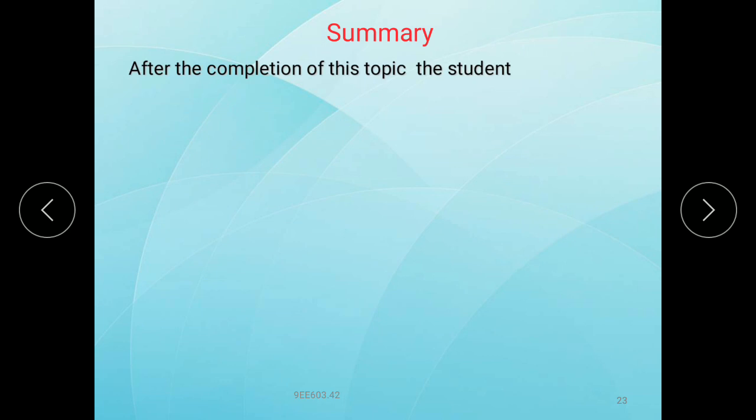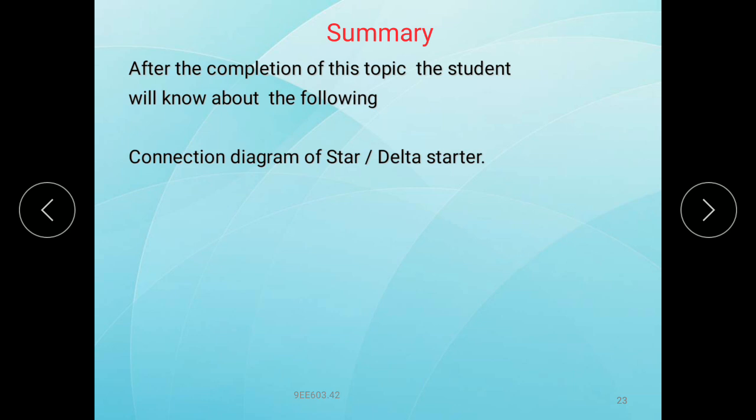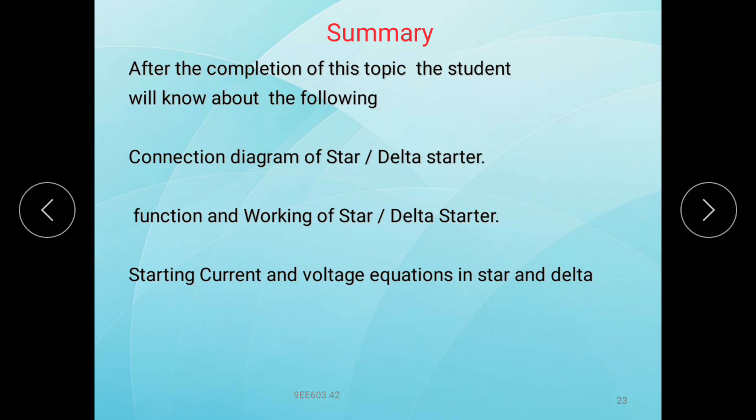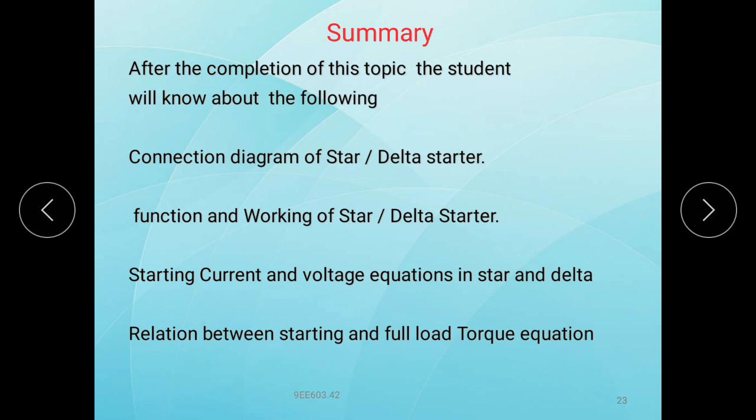Summary. After the completion of this topic, we know the connection diagram of star delta starter, function of star delta starter, starting current and voltage equations of star delta, and relation between starting and full load torque equation.